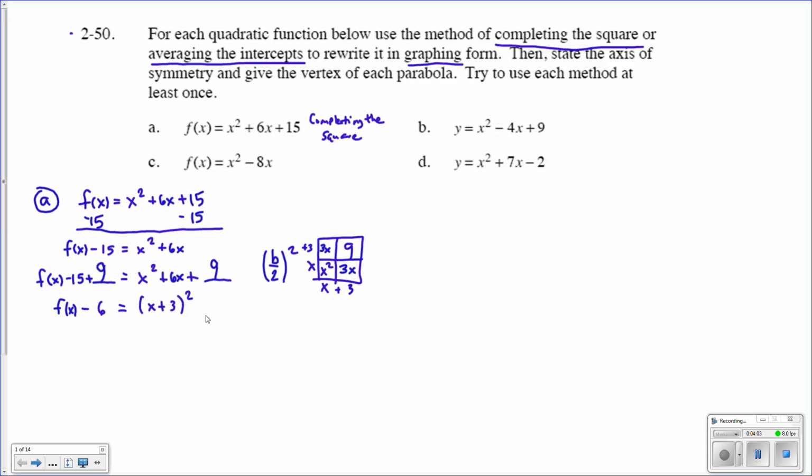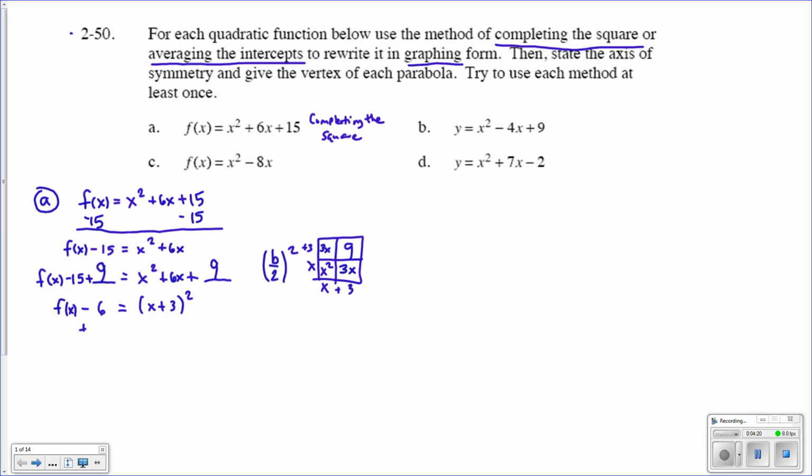squared. Now remember, this number inside of here is either half of the middle number or the square root of this one. Think about it. That's where that 3 comes from, because 3 times 3 gives you 9, or you had your total 6x's and half of those were 3.